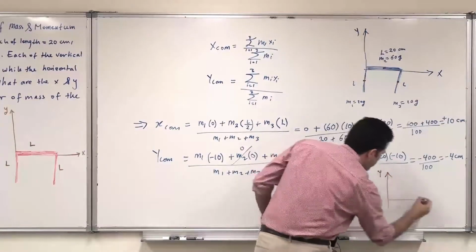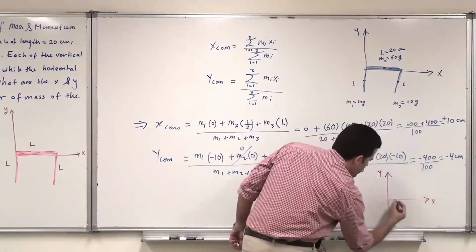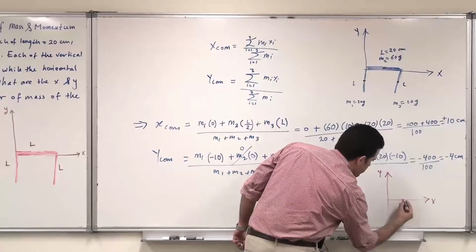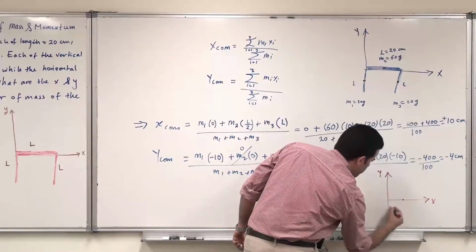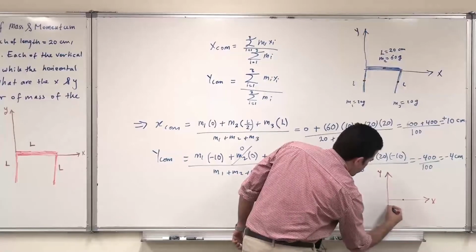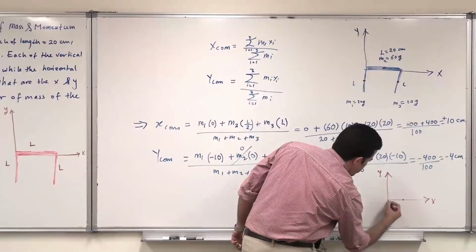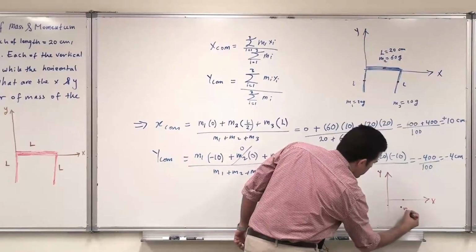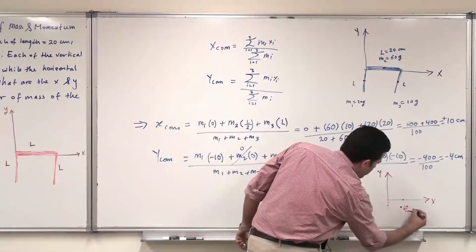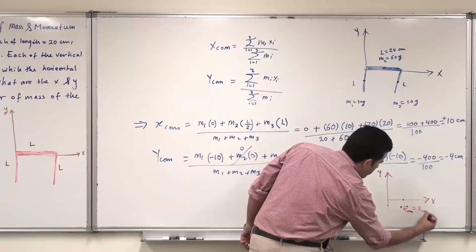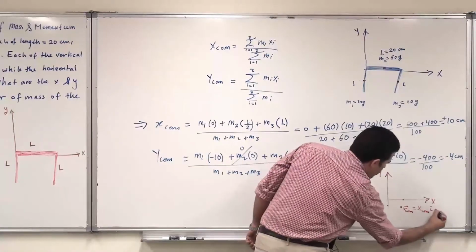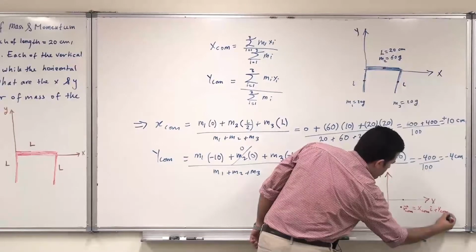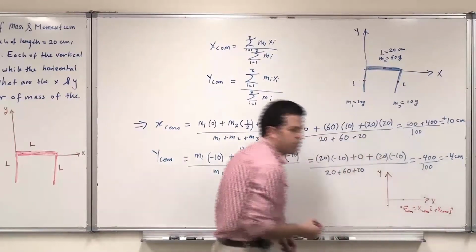This is y, this is x, located at 10 and minus 4, approximately here. So this is basically the R center of mass of this system, which is made of x center of mass i hat plus y center of mass j hat.